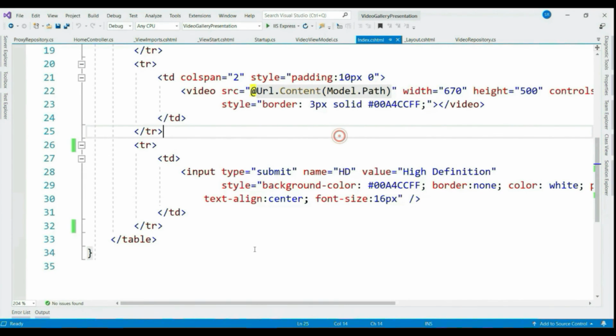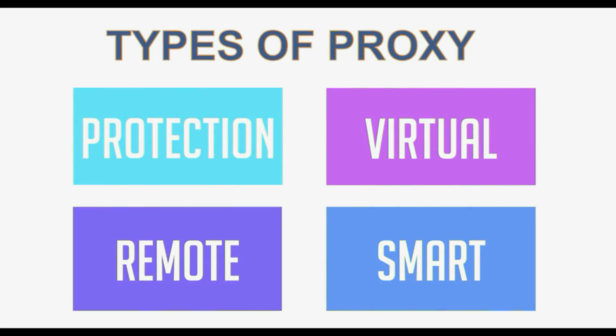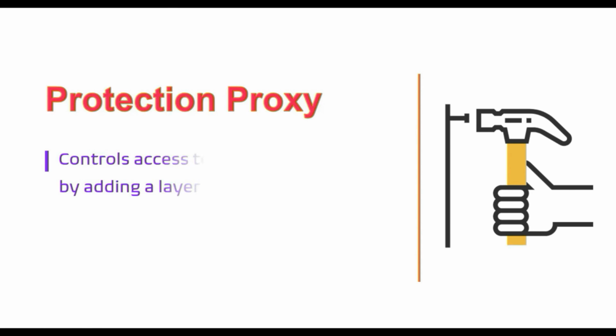There are different types of proxy pattern. The one that we have implemented is called virtual proxy. Before wrapping up this video, let me quickly discuss the types of proxy patterns. Protection proxy limits access to the real object. Based on some conditions, the proxy filters the calls and only some of them are let through to the real object.